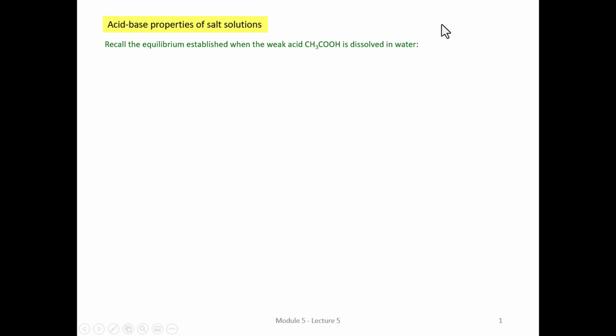Recall the equilibrium established when the weak acid, acetic acid, is dissolved in water. Acetic acid donates an H plus to water, forming a hydronium ion and acetate ion. This is an equilibrium. Most of the acid remains in this form because it's a weak acid, but there's some acetate ion produced in solution. And we, of course, remember that acetic acid is the acid and acetate ion is its conjugate base.